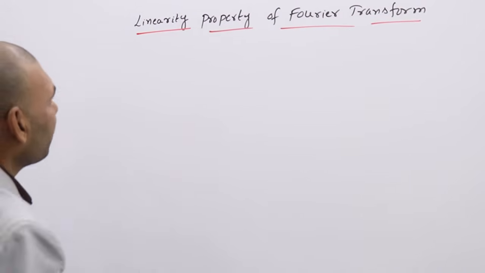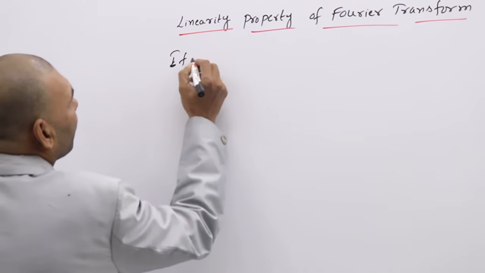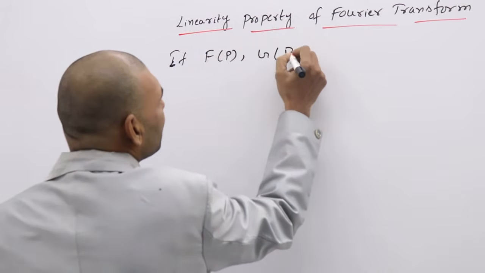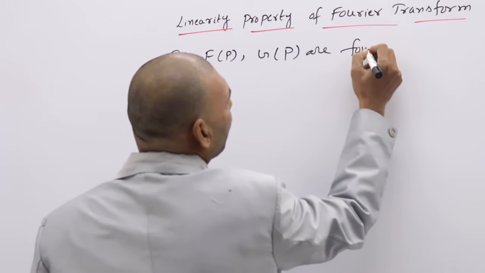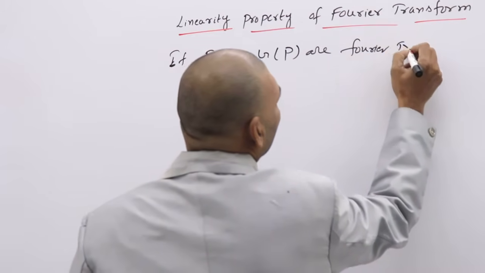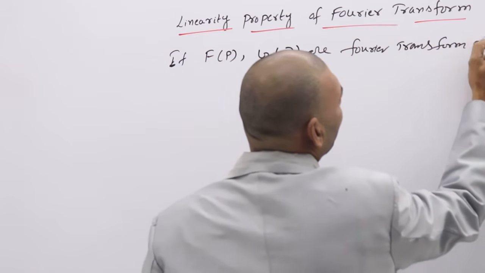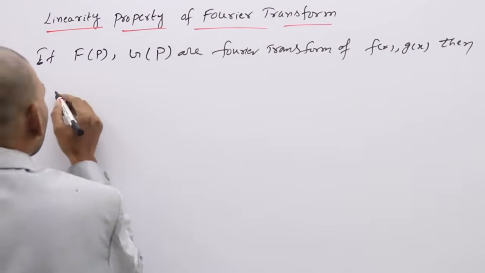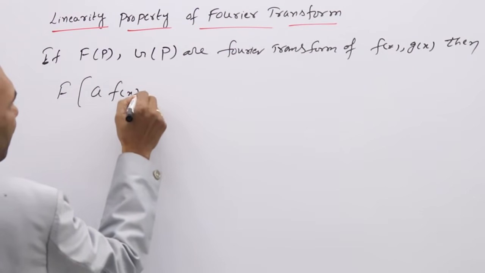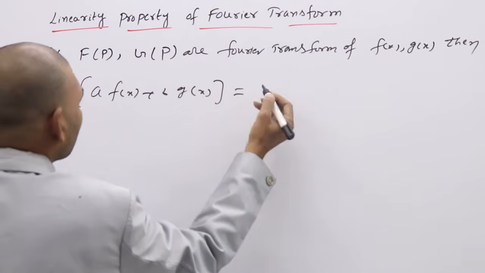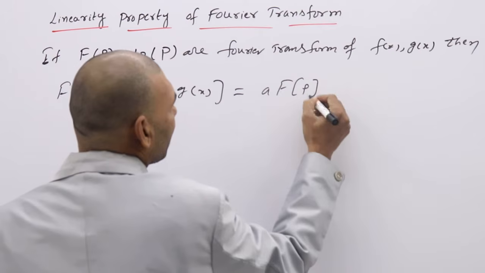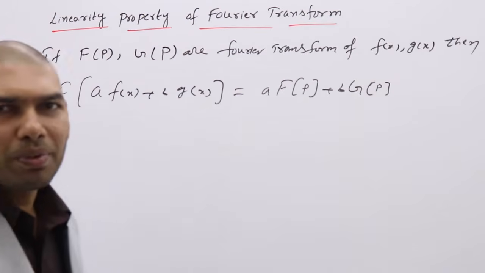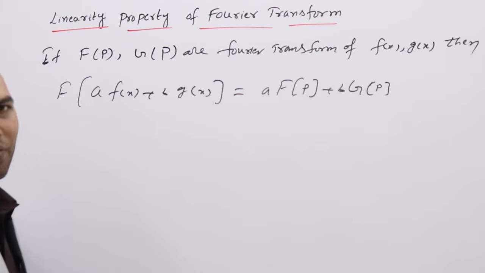Linear property of Fourier transform. If capital F of p and capital G of p are the Fourier transforms of f of x and g of x, then the Fourier transform of a into f of x plus b into g of x equals a into F of p plus b into G of p. This is the linear property of Fourier transform.